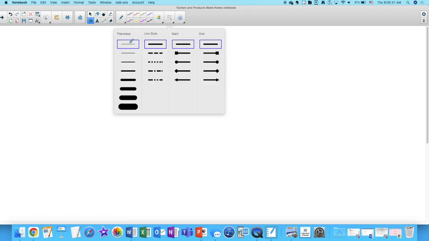Topic of today, I want to give you a little overview of this unit. Some teachers call this unit polynomials. I like to call it factors and products, and it's factors and products essentially of polynomials because it really describes the process that we're going through. Okay, so factors and products, what does that mean?